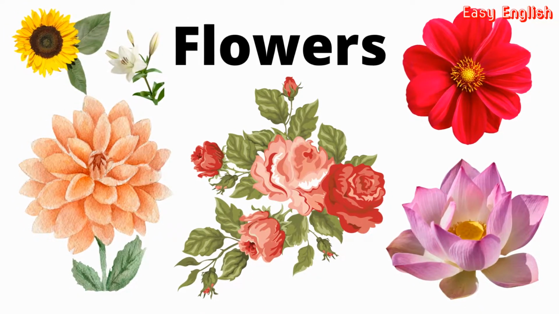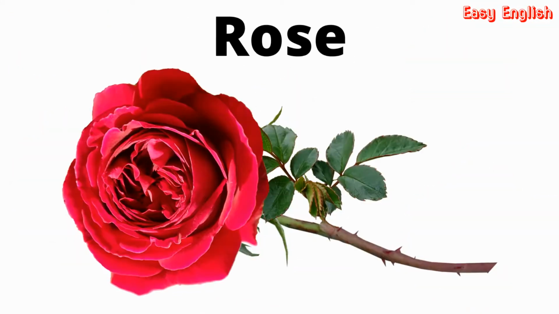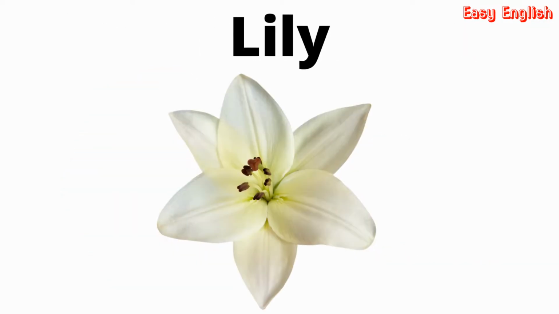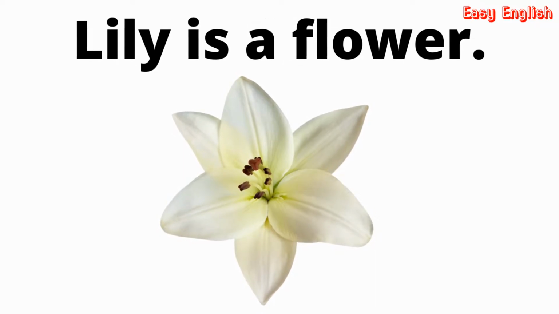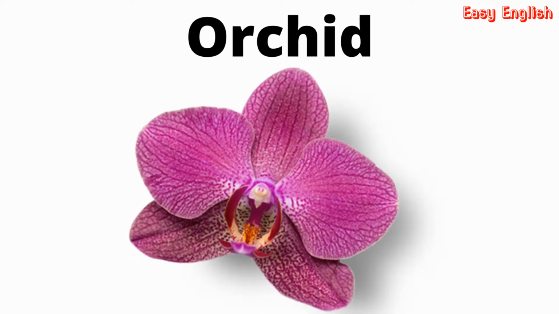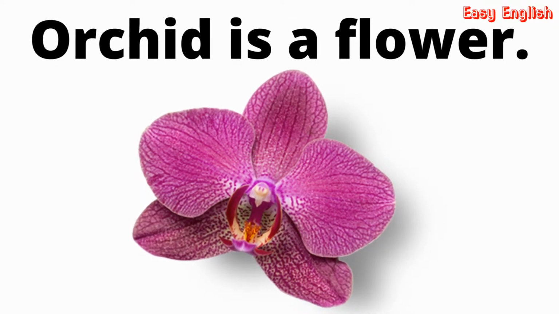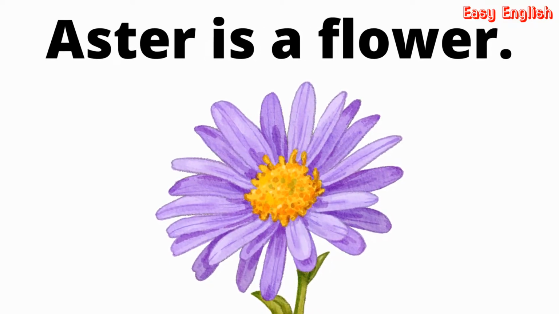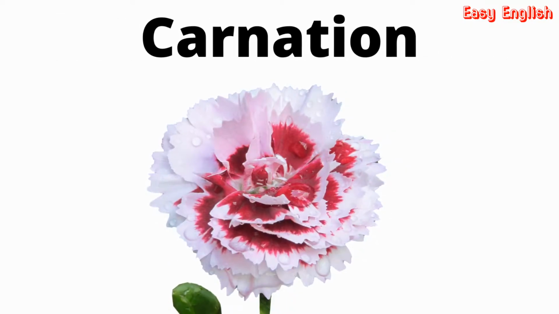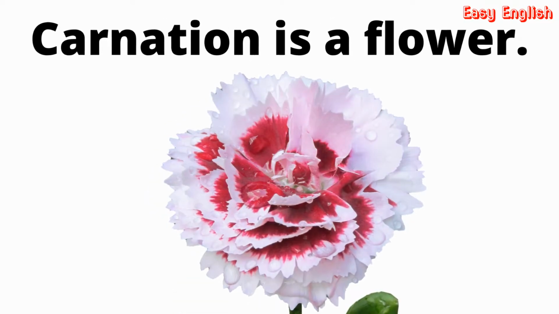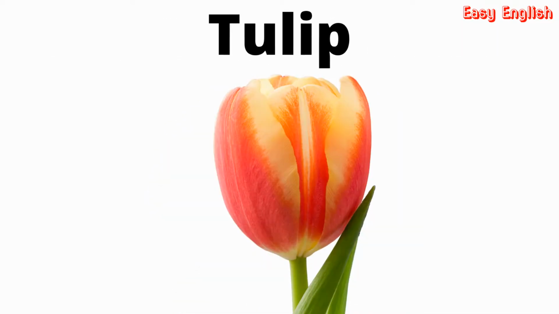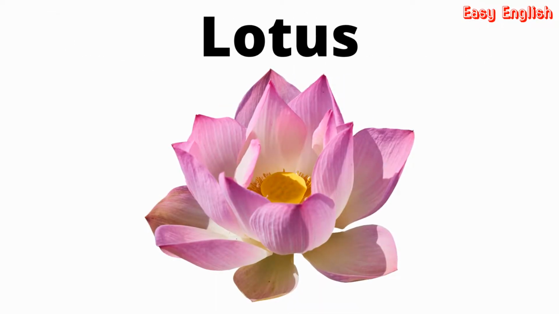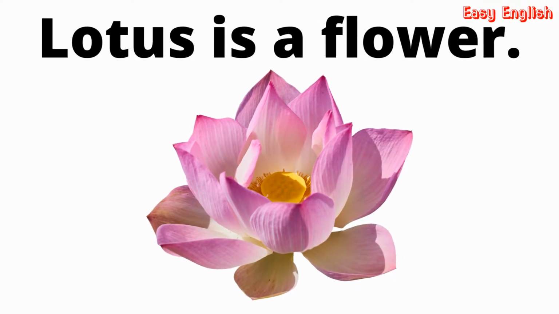Flowers. Rose. Rose is a flower. Lily. Lily is a flower. Orchid. Orchid is a flower. Aster. Aster is a flower. Carnation. Carnation is a flower. Tulip. Tulip is a flower. Lotus. Lotus is a flower.